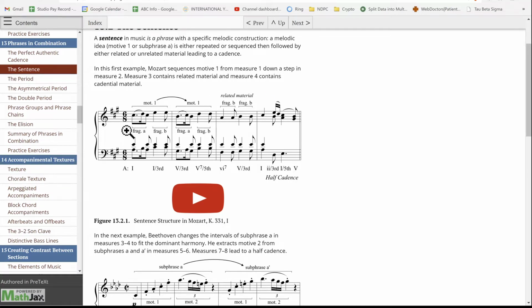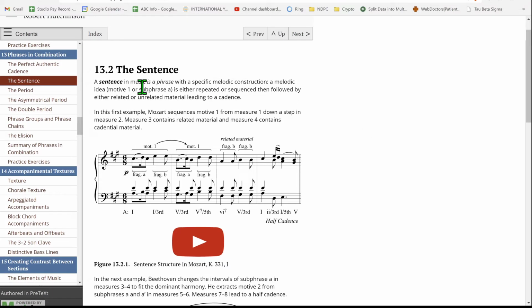So this is a phrase. So understand a sentence is a type of phrase. But the difference is usually you have to have a sequence in order for it to be a sentence, okay? And of course, a sequence is like a motivic element that's repeated, right? So let's take a listen to this phrase that happens to also be a sentence.